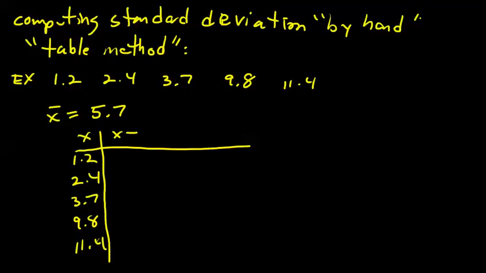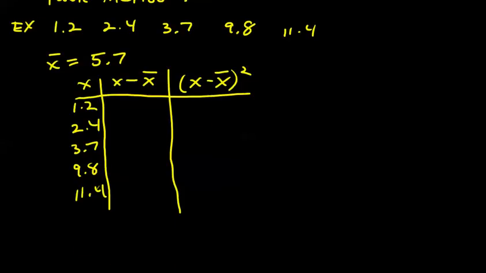I'm then going to subtract the sample mean from all these data values. I'm then going to square these differences from the mean, and then the sum of this third column is going to be the numerator of my standard deviation calculation. Let me go ahead and subtract the mean here. From each one of these, I get minus 4.5, minus 3.3, minus 2, of course, 4.1, and 5.7.